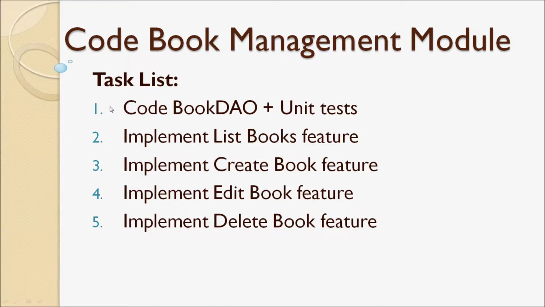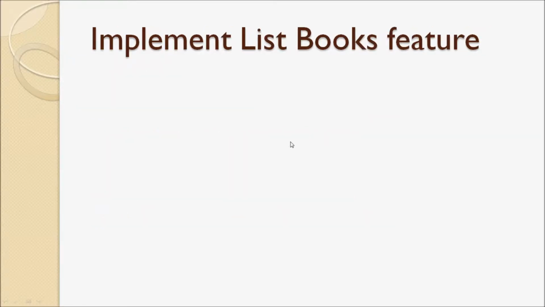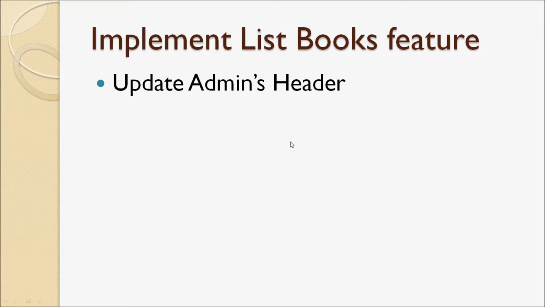So we have done coding a basic function for the book DAO class with unit test. Now let's implement the list books feature. And this here is our task list in this section.